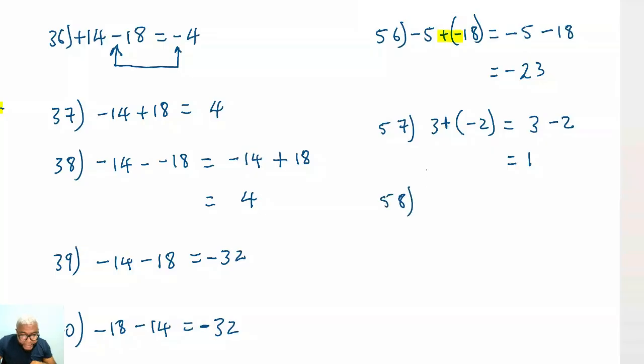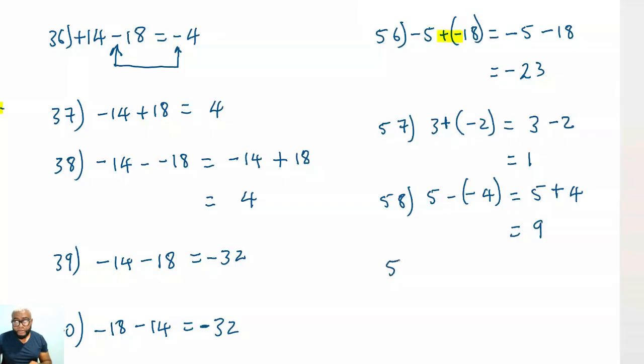58, is it 5 minus negative 4? Don't forget the bracket. So a minus and a minus is a plus. I'm going to put back the 5 and then I'm going to have plus 4, and I can drop the brackets. 5 plus 4 will simply give me 9. You see what's going on here?